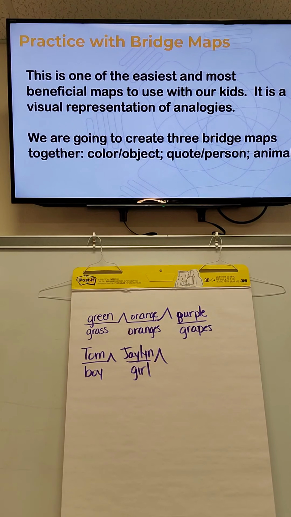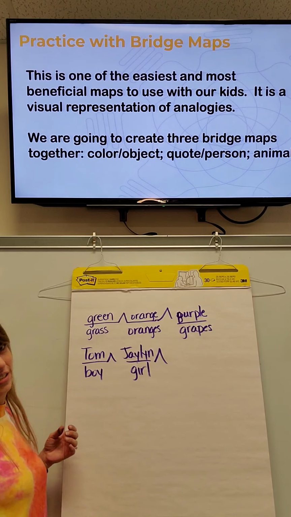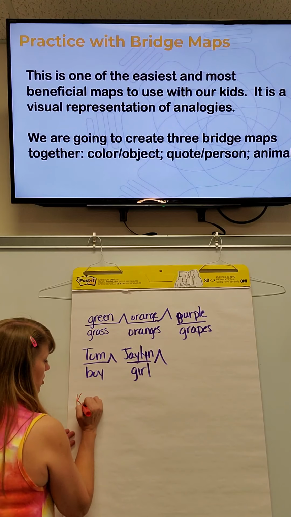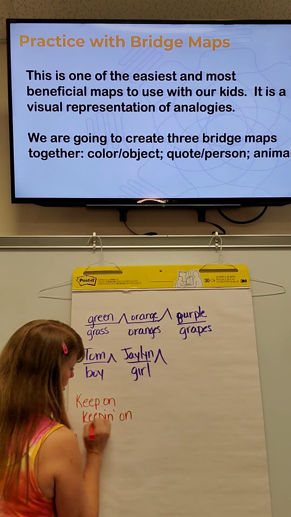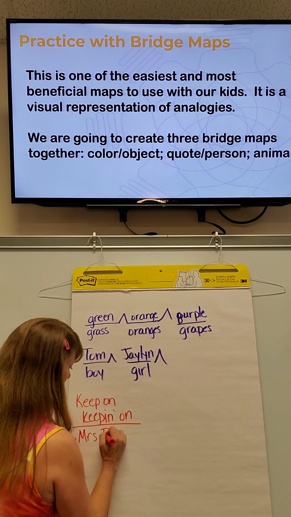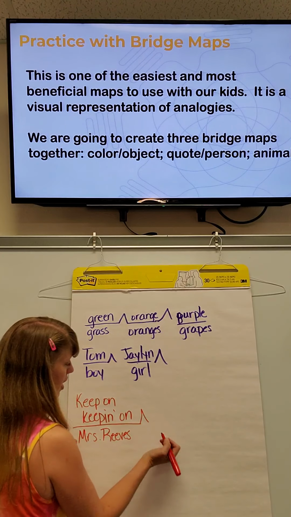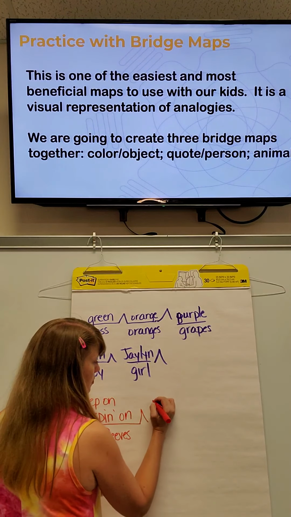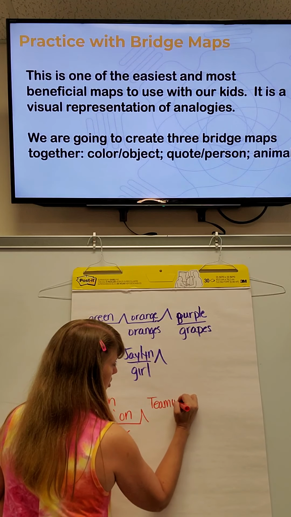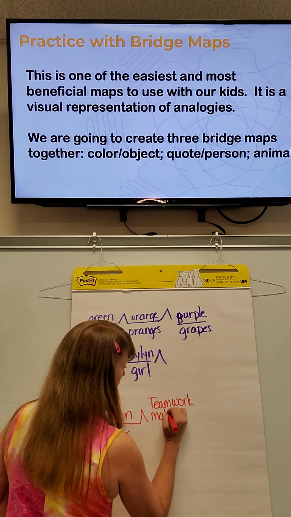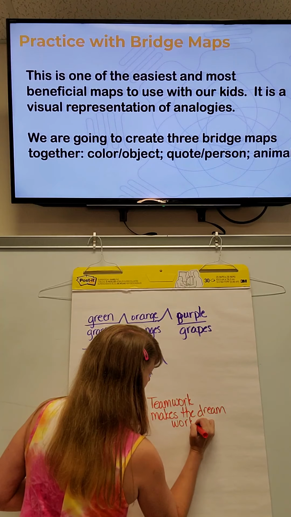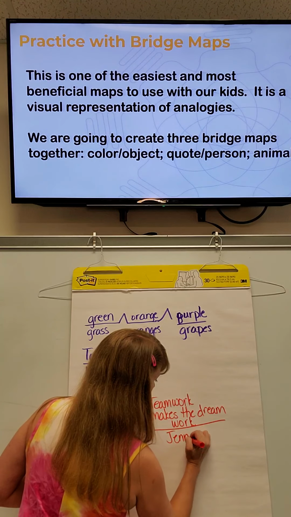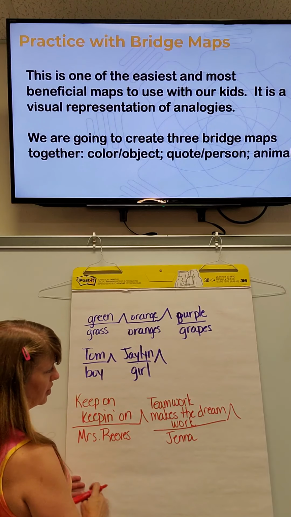Now let's do another one. Let's do a quote and a person. I don't know how many quotes I know right off the top of my head, so we're going to pretend. We're going to do keep on keeping on is to Mrs. Reeves, just like teamwork makes the dream work is to Jenna. Just like I have a dream is to MLK.